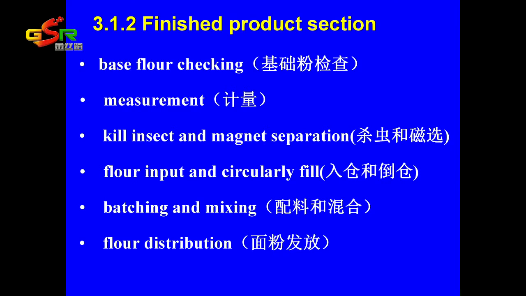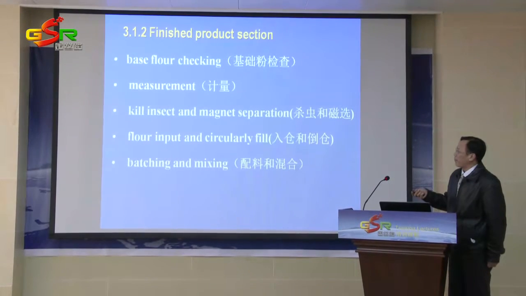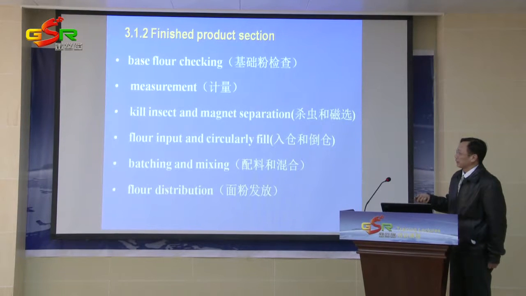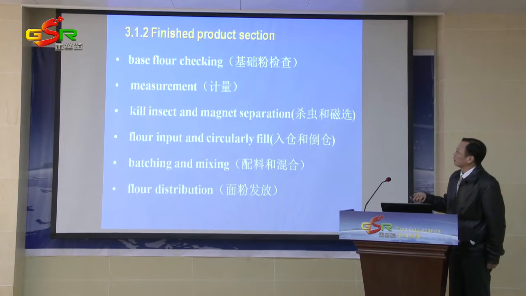And after finishing the milling, the sieving, and the purifier, we get the base flour, and we should use the measurement equipment, kill the insects, do magnetic separation, flour input and secure filling, and the batching and the mixing, and flour distribution, in the final product processing in the wheat plant, the wheat mill.